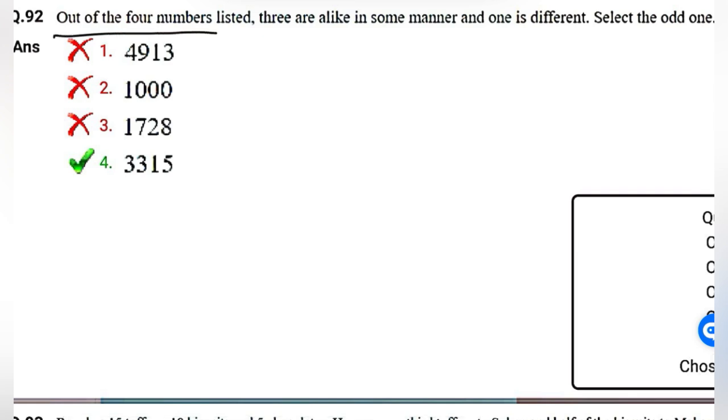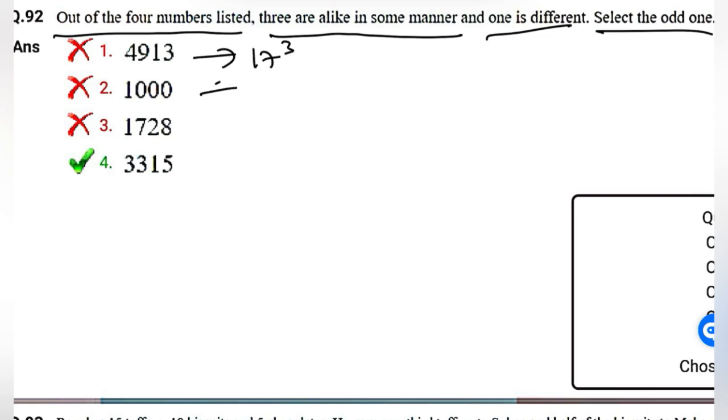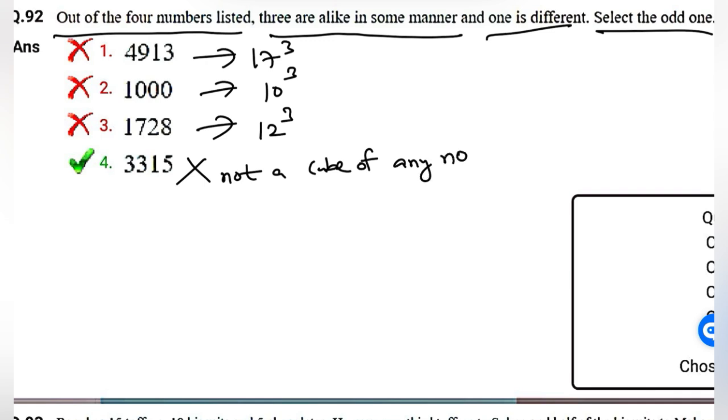Out of 4 numbers listed, 3 are alike in some manner and 1 is different. Select the odd one. Here 4913 is 17 cube, 1000 is 10 cube, 1728 is 12 cube, and this is not a cube. So option 4 is correct.